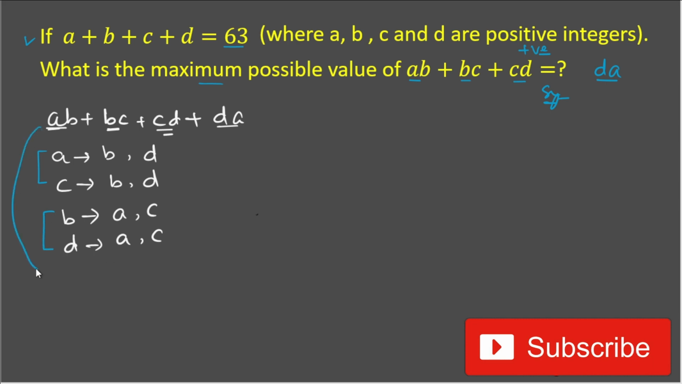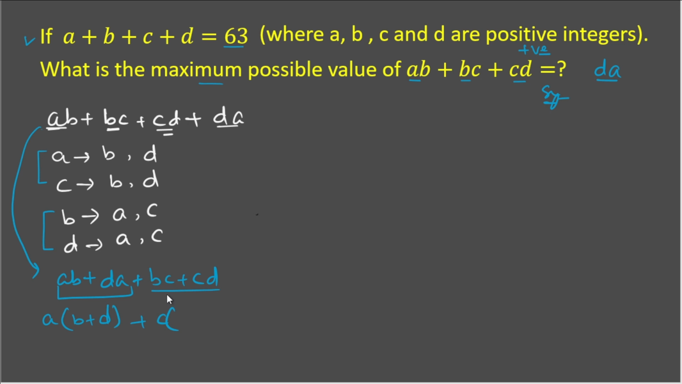Now we can work this out by another method. If we rearrange this: AB plus DA, plus BC plus CD. Now we can take A common from the first two; the remaining is B plus D. From the other two we can take C common, so it is B plus D again. Now from this we can take B plus D common. In the next step we will understand this value using a rectangle.